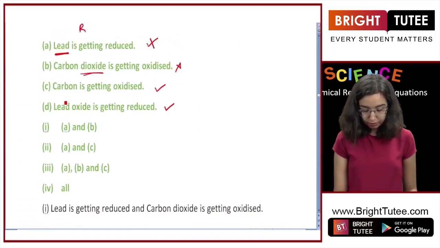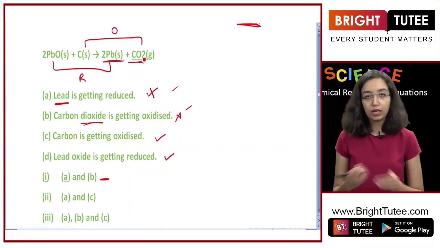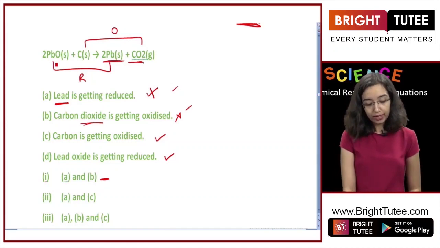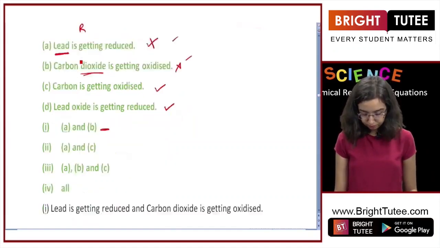So we have the two incorrect options, A and B. So this is our answer, that lead is getting reduced is wrong and carbon dioxide getting oxidized is wrong, because these are the products. Products are not getting reduced or oxidized, they are the products of the equation. In fact, lead oxide and carbon were going through the reaction.